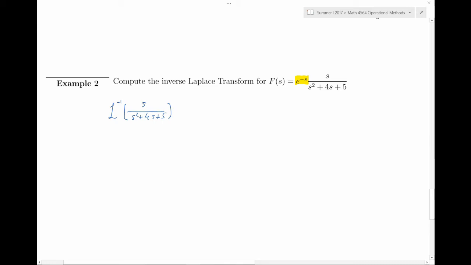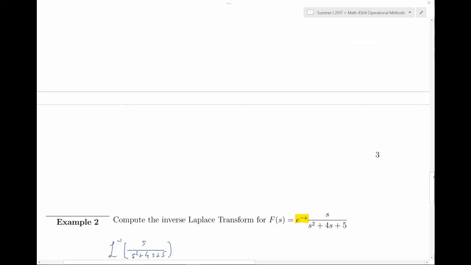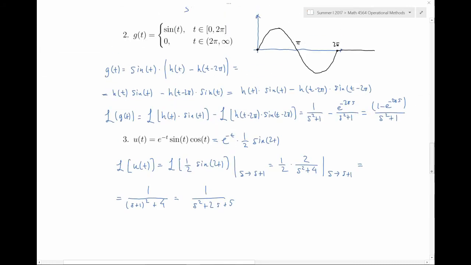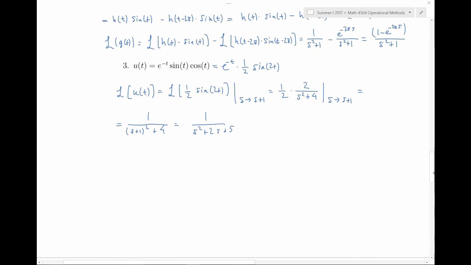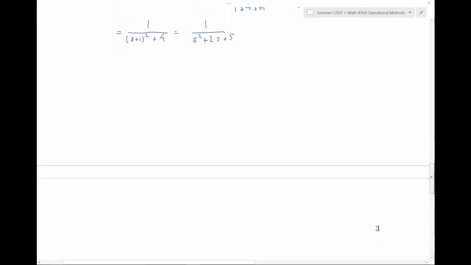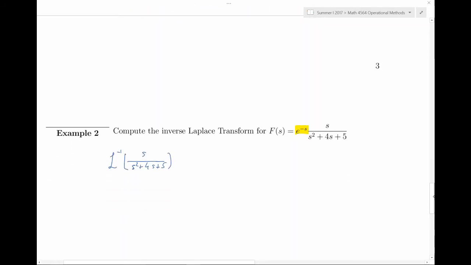And the form of this seems very, very similar. We see in the previous problem a very similar form right here. We have s squared plus 2s plus 5, and we see that this came from sine. So what we have to do here is we have to complete the squares in the denominator and see what happens there.